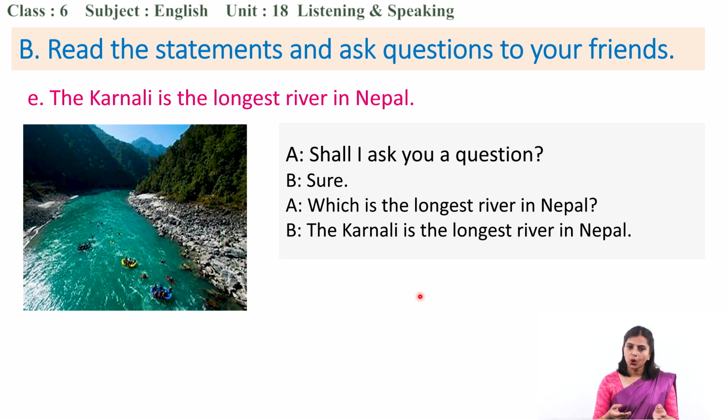Okay, so because it is the richest in water resources, there are many rivers, lakes and ponds. Now among all those rivers, which is the longest one? Which is the longest river in Nepal? Then the Karnali is the longest river in Nepal. Okay, you see which WH word has been used? Which. The Karnali is the longest river in Nepal.